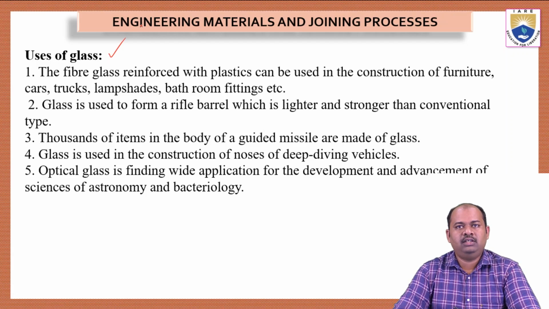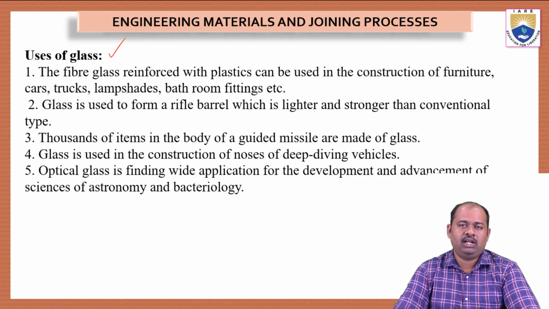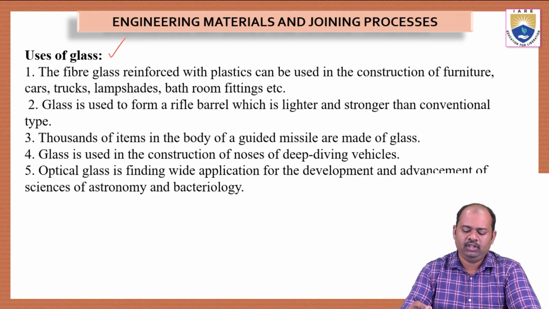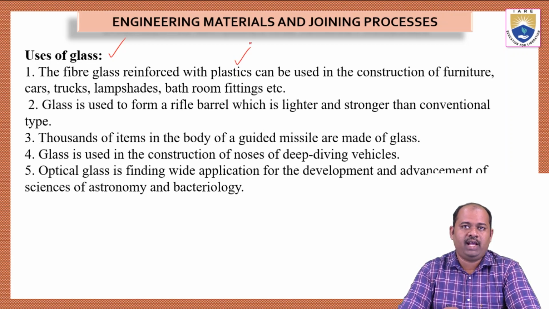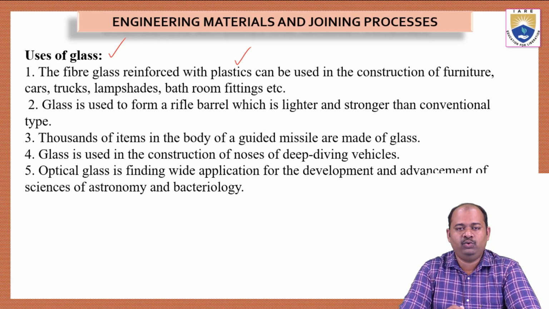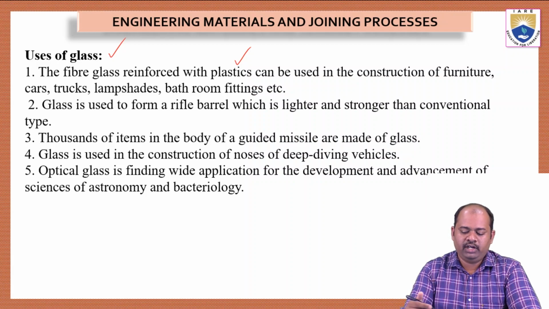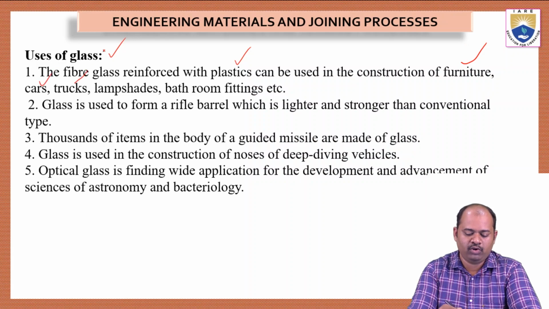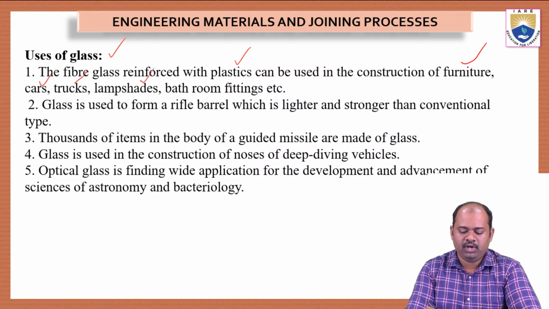Fiberglass reinforced with plastics can be used in the construction of furniture, cars, trucks, lampshades, bathroom fittings, etc. These are the applications where glass is combined with plastics. The glass fibers are inserted into plastic and we can form a new type of composite, which can be used to prepare different types of objects like furniture, car bodies, truck bodies, lampshades, bathroom fittings, etc. These are all made up of this glass.